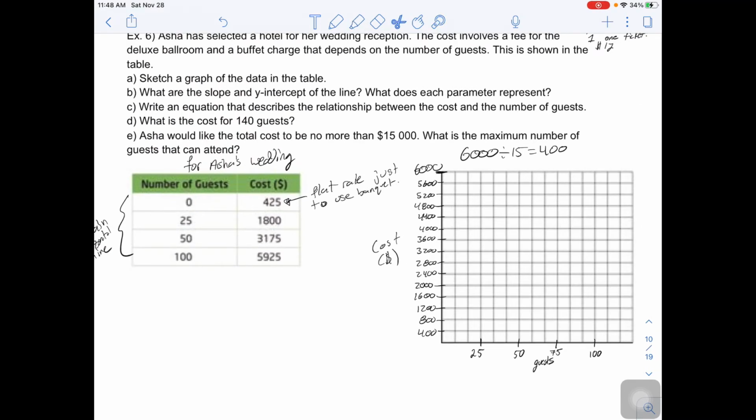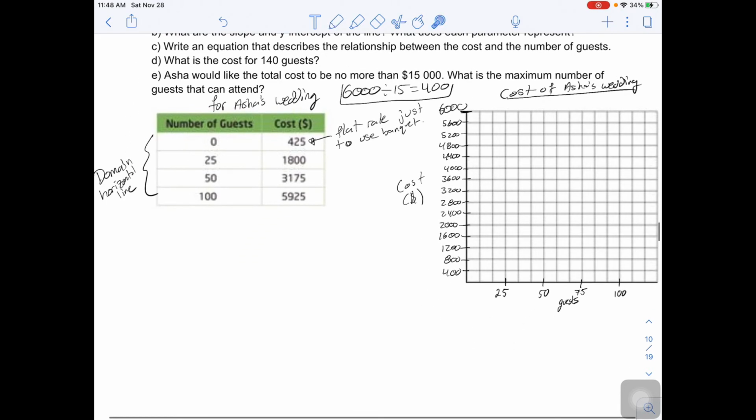I want to put a title on this graph, so I'm going to move this. Okay, my title here is going to be Cost of Asha's Wedding. And now we can start plotting.